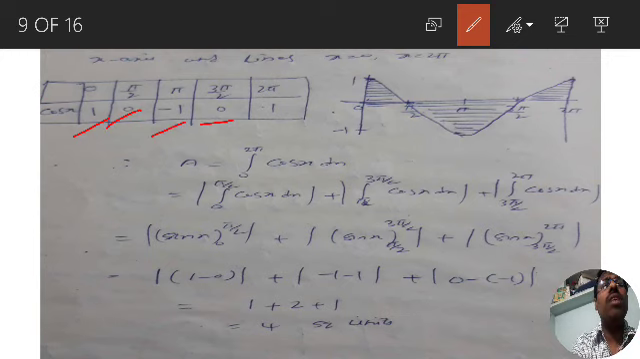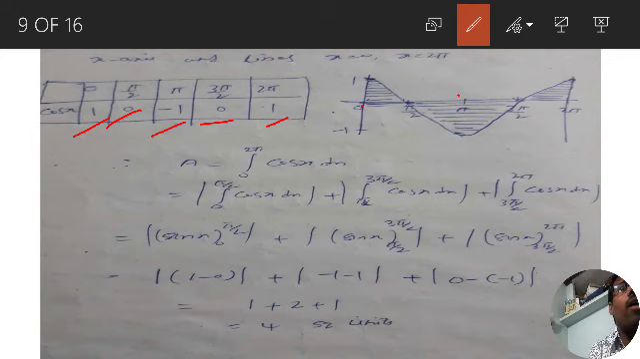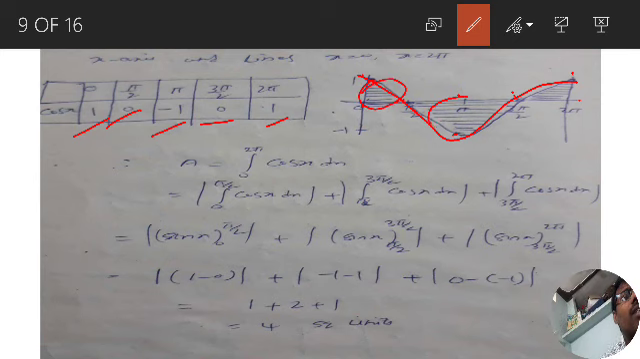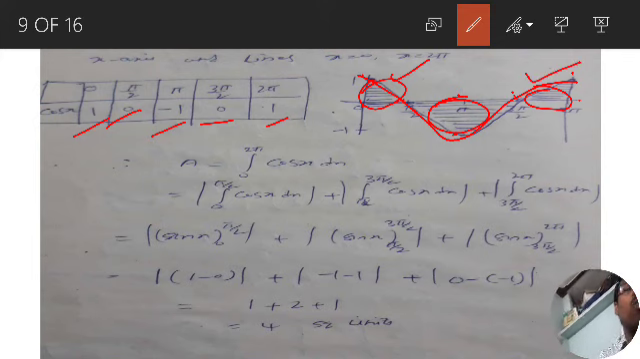Cos 270 is 0, and cos 2 pi is 1. Take 0, pi by 2, pi, 3 pi by 2, 2 pi. Cos 0 is 1, cos 90 is 0, cos 180 is minus 1, cos 270 is 0, and cos 2 pi is 1. If you plot a graph through these points, what are you getting? This is one region, this is one region, and this is one region. For these two regions the area you will get is positive, and for this region you will get negative. Positive plus negative becomes 0.